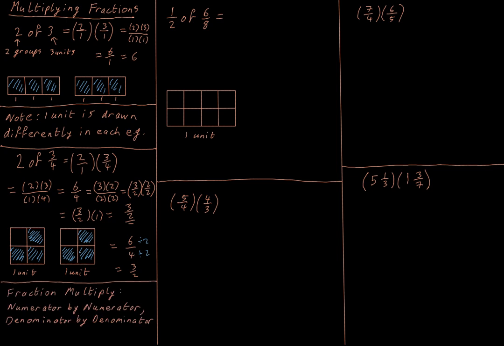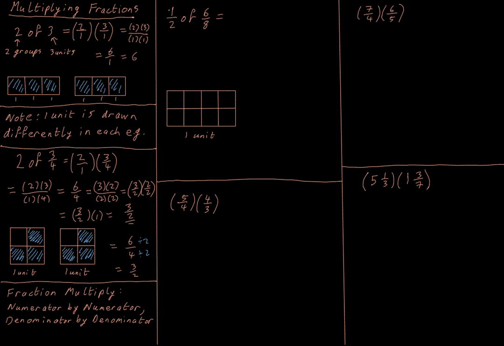So we have multiplying fractions. All we have to do is numerator by numerator, denominator by denominator. So top by top, bottom by bottom. Or numerator by numerator, denominator by denominator. And that's all we have to do, and then we simplify if we can.